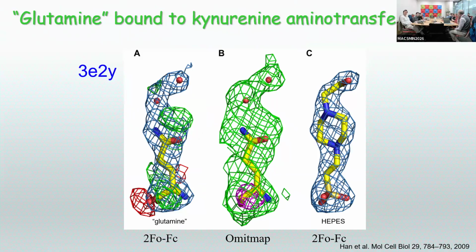Now, here is another case where the authors believe that they had glutamine as a ligand. And you can see on the left the so-called glutamine. Then you remove this ligand and do a little bit of refinement and get a so-called omit map, which is the map calculated without the contribution of that particular residue. And this omit map looks very clear for putting a HEPES molecule in there from the buffer.